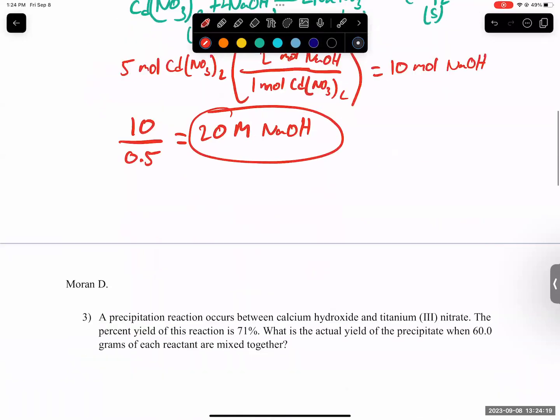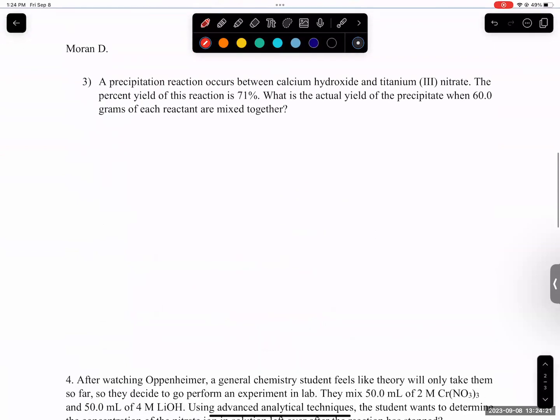Go to the next one. A precipitation reaction occurs between calcium hydroxide and titanium(III) nitrate. The percent yield of this reaction is 71%. What is the actual yield of the precipitate if 60 grams of each reactant are mixed together?